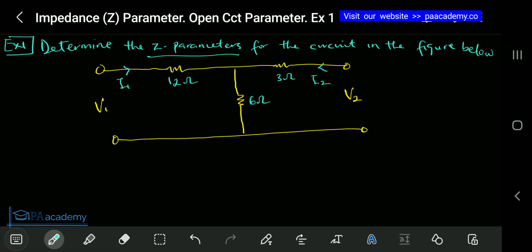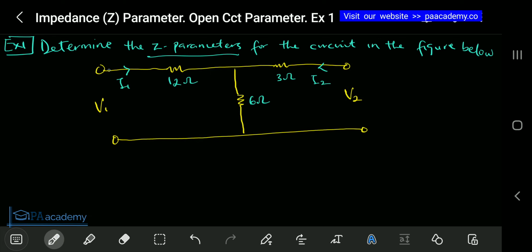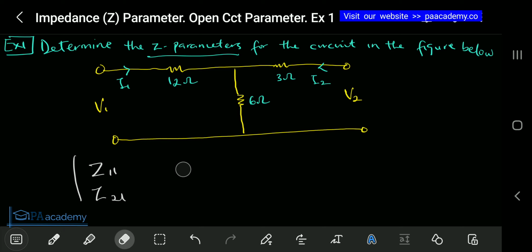Exactly. Okay, so since we have it like this, let's go ahead and solve this. So it says determine the Z parameters for the circuit in the figure below. So basically what they're asking us to look for the Z parameters is for us to look for the value of Z11, Z12, Z21 and Z22. Exactly. So these are the Z parameters that they're asking us to determine in this question. Okay, so for us to do this, let's have our solution.